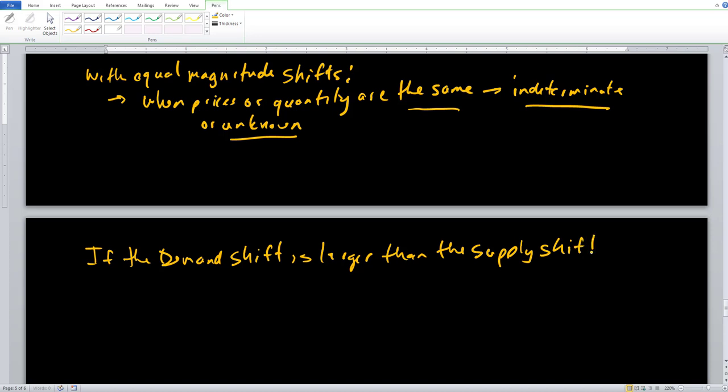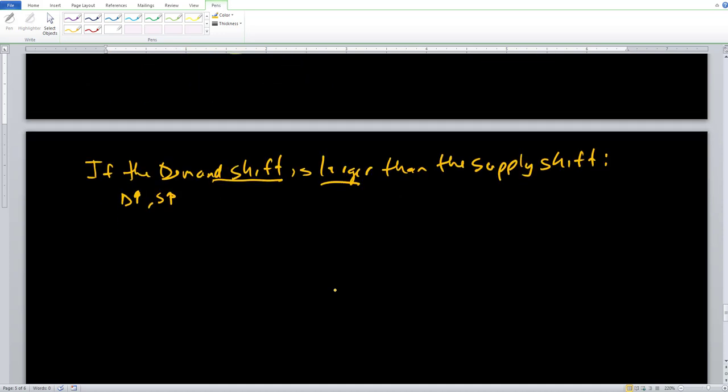So we'll tackle this problem right here. Here we have demand increasing and supply increasing, just following the same problem that was laid out on the slide, but we now want to make sure that the demand shift is larger than the supply shift. And you're basically just going to go ahead and draw this out as such.